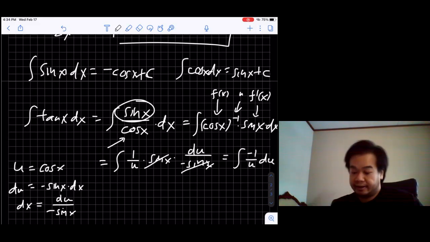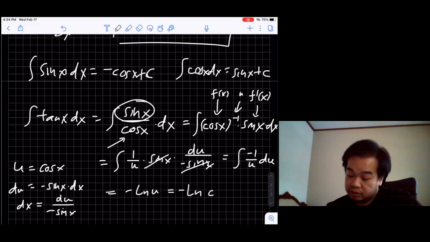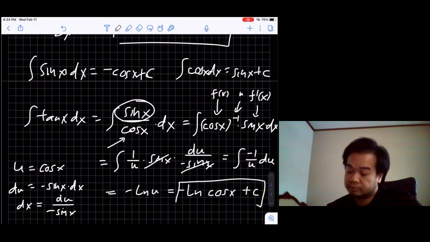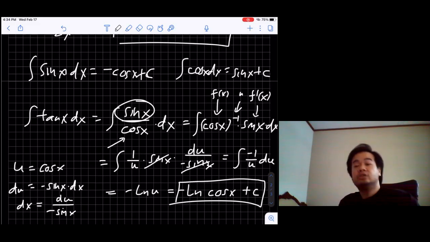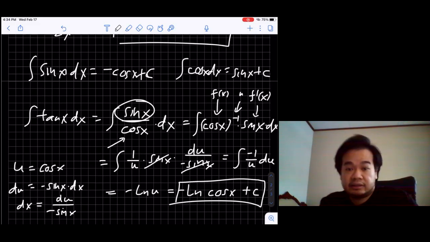And the result is negative ln u, and then negative ln u is equal to negative ln cos x plus c. Okay, so the integral of tangent x is equal to negative ln cos x. Now, in your notebook, I want you to try to find the integral of cotangent x dx in the same way.